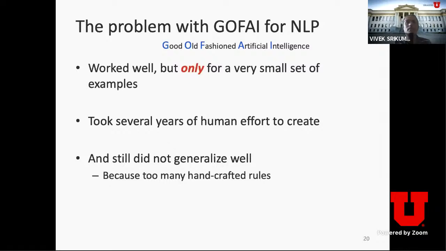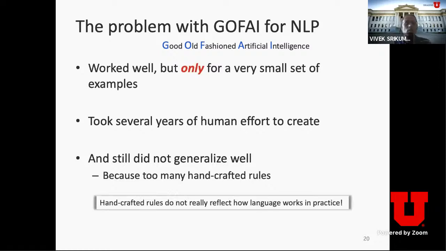For a small set of examples, these were almost like proof of concept, and they took so much effort to create, because there was one person or maybe a team of people who had to essentially implement by hand all the logic that went into a chatbot, for example. And it really didn't generalize well, because there were too many handcrafted rules, and language is not something that is deterministic. And this was a problem. Handcrafted rules, unfortunately, don't reflect how language works in practice. Despite what we are told in grade school about grammar, language is more a probabilistic object. And that takes us to the modern era of NLP.